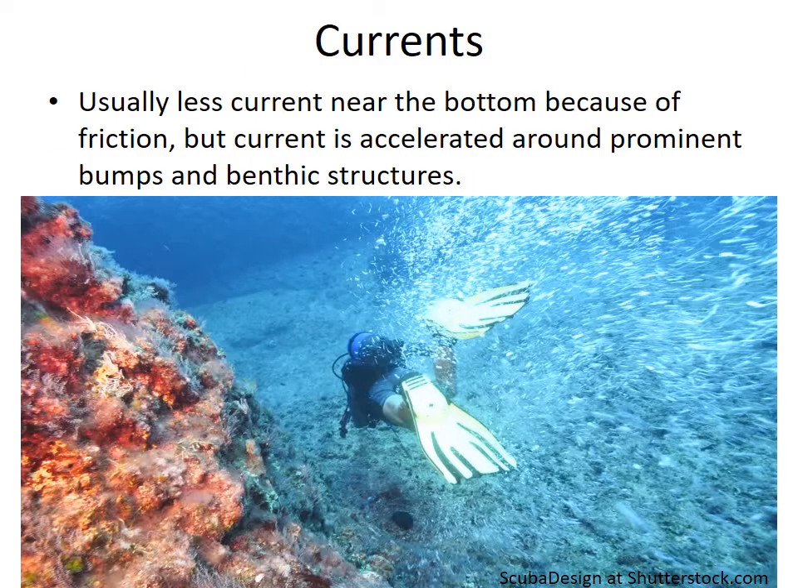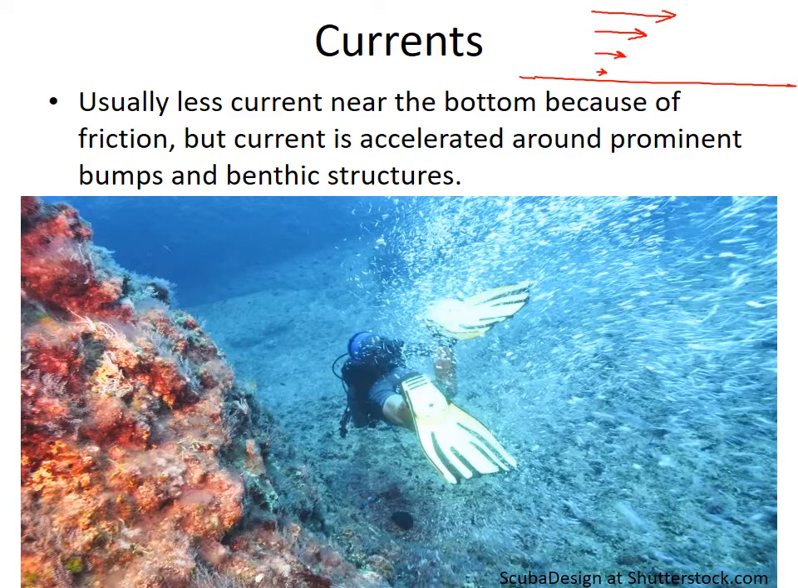So currents vary in relationship to the structure on the bottom, and the main reason is because there's friction between the water and the solid structures on the bottom. It's complicated though, because while there's the general trend that the closer you get to the bottom, like if this is the bottom here and this is the current, the closer you get to the bottom, generally the weaker the current will be due to friction with the bottom.